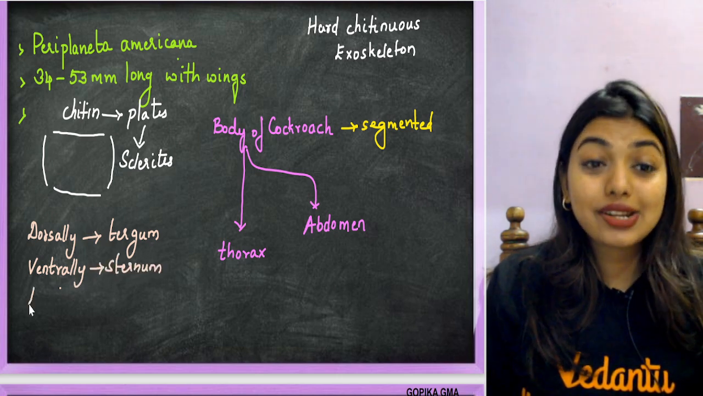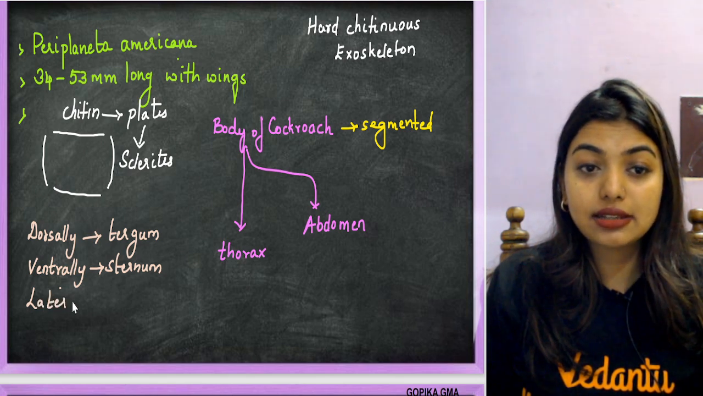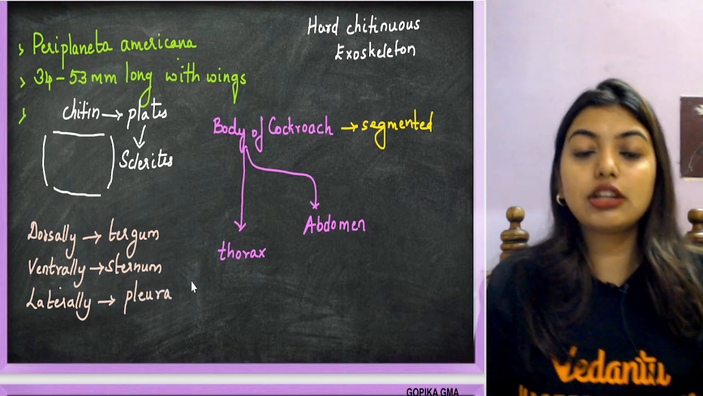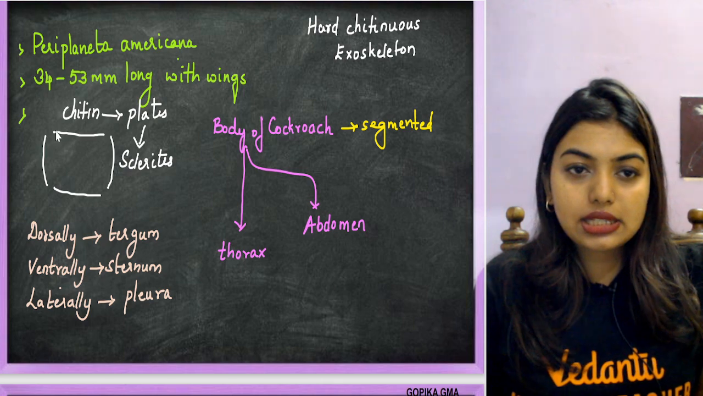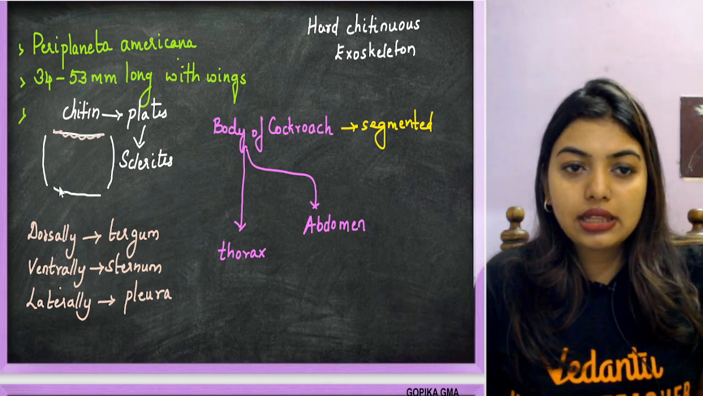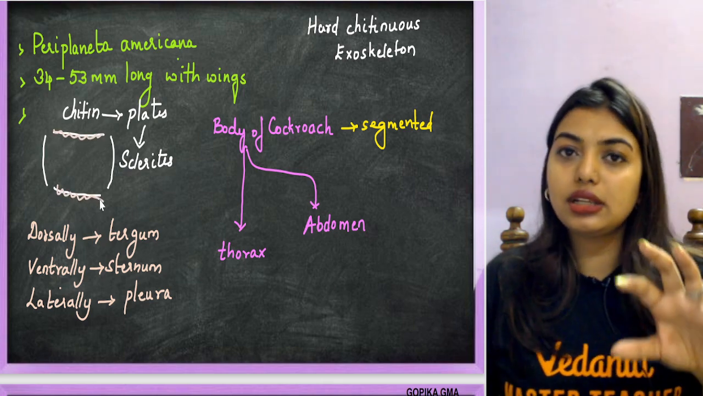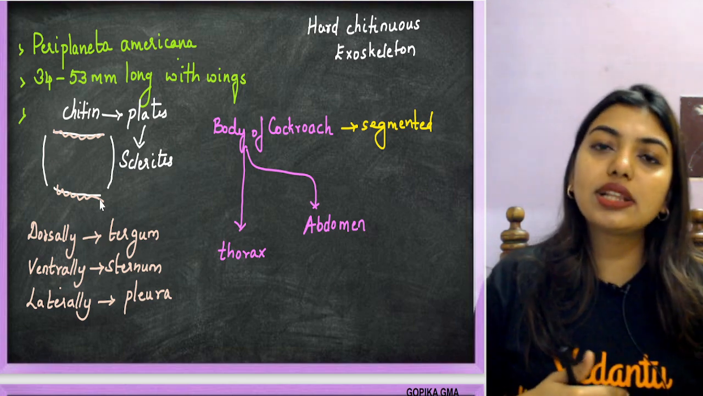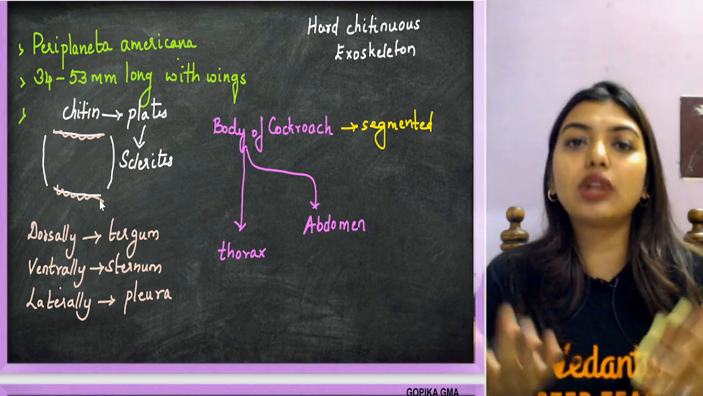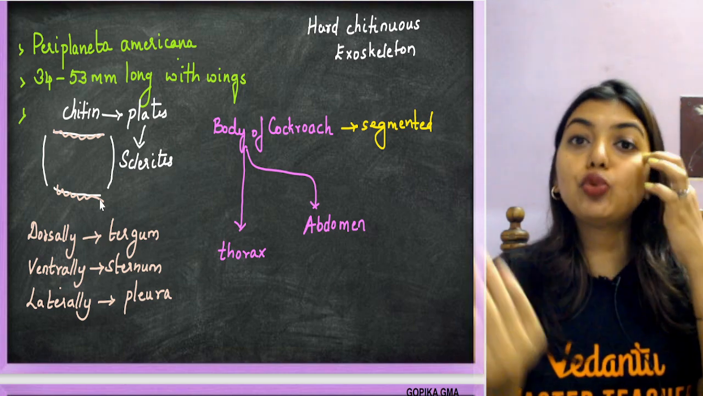Now laterally, what do we have? We have pleura. Lateral, two sides are there, this side and this side of the cockroach. So this is pleural. Two things are there, so remember like that. Lateral means two ends, two pieces are there, so it is going to be plural, not singular. So pleura, remember like that.